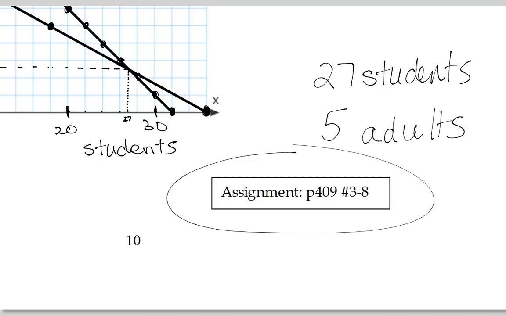There's your assignment. It's in the textbook as usual. Good luck.